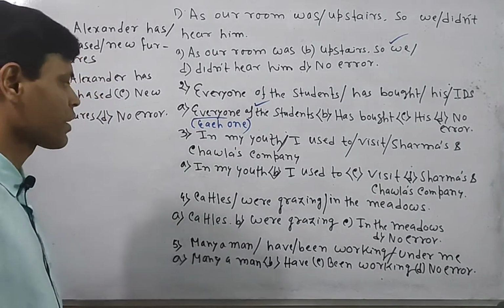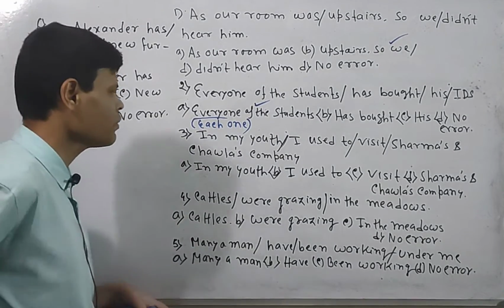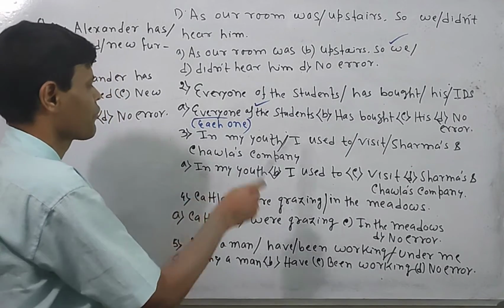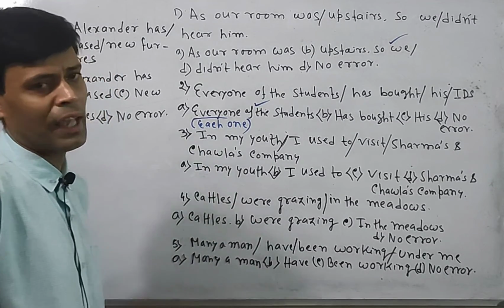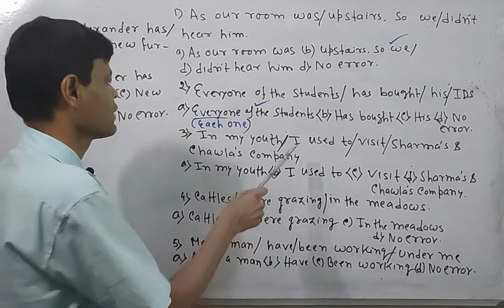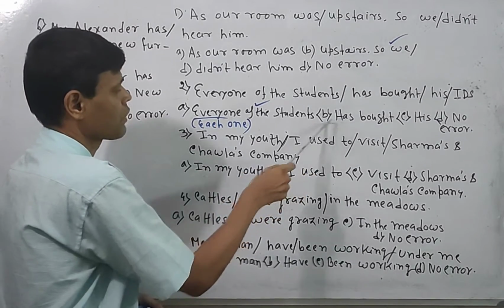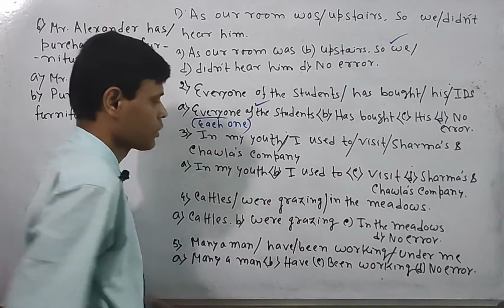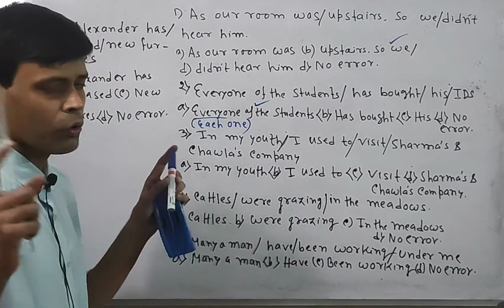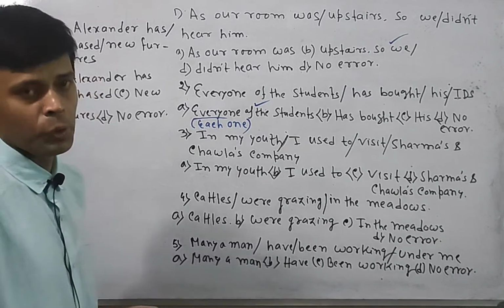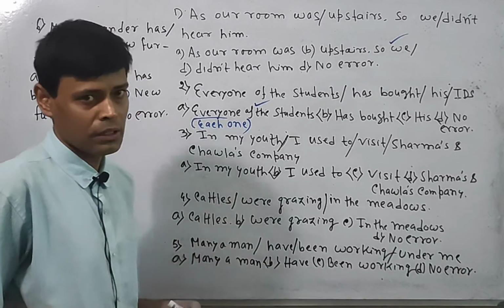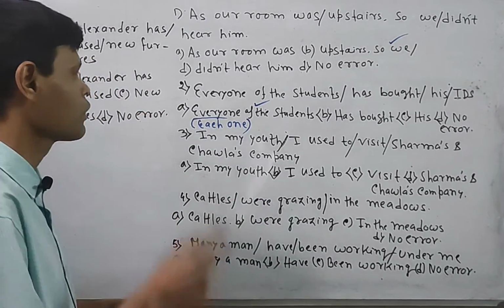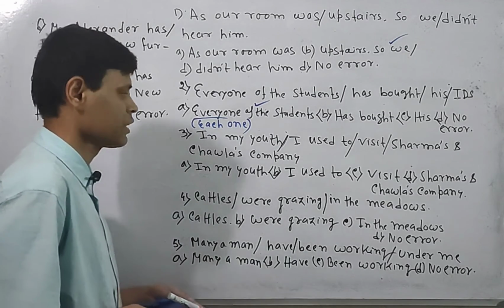Now where does the mistake lie? In my youth, it's a phrase, it is called the adverbial phrase. Here is the subject, used to is called the modal auxiliary verb. This is the main verb, this is the object. But be careful, the company is single. Whenever the company is single, there is only one company, this is Sharma and Chawla.